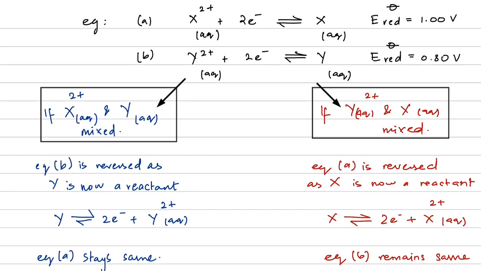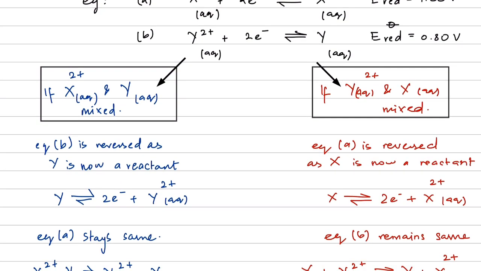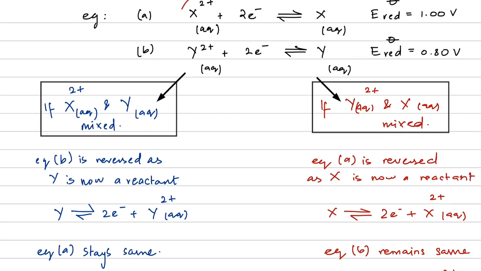I want you to look at these two equations, equation A, equation B. In equation A, X ions gain electrons and become X metal, or X, let's suppose, atom. And in equation B, Y ions gain 2 electrons and become Y. The reduction potential value for both are given. Now imagine scenario A where you have X ions and Y. Since you already have X ions available, equation A can be used the way it is. You don't have to reverse equation A.